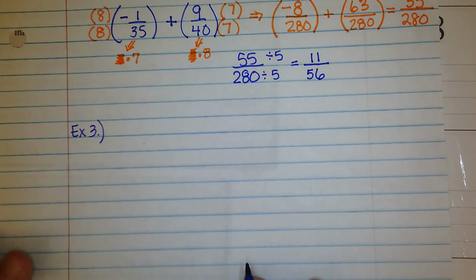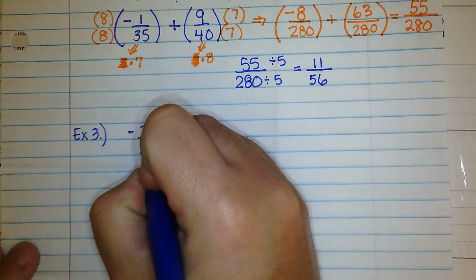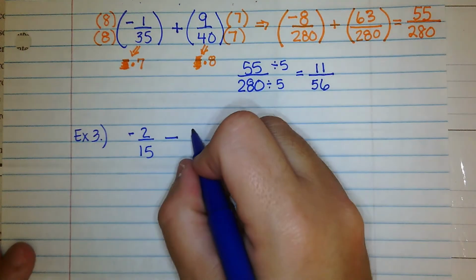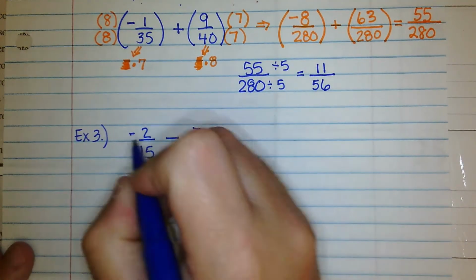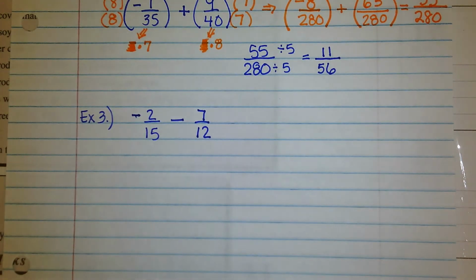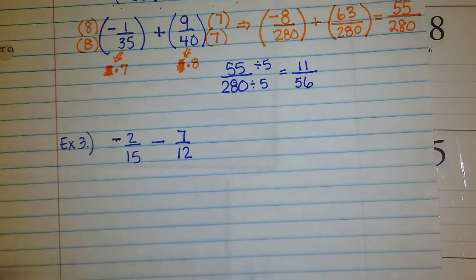Our third example is negative 2/15 minus 7/12. What's interesting about this is there's no parentheses anywhere, and that's exactly how it's written. So we need to make sense of this. Do you know that this little guy right here is a minus sign? And you know that when we have a minus sign, we need to keep change.